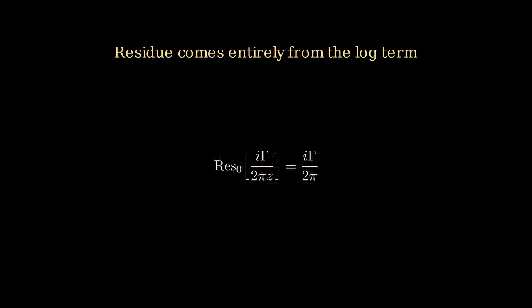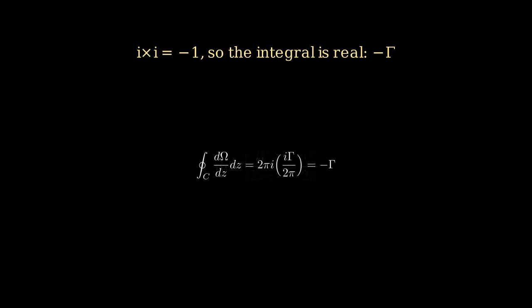The residue at 0 of i gamma divided by (2 pi z) equals i gamma divided by 2 pi. Substituting into the residue theorem, the closed loop integral over C of dω/dz equals 2 pi i times (i gamma divided by 2 pi), which equals negative gamma. Notice this result is a real number, negative gamma, with no imaginary part at all.